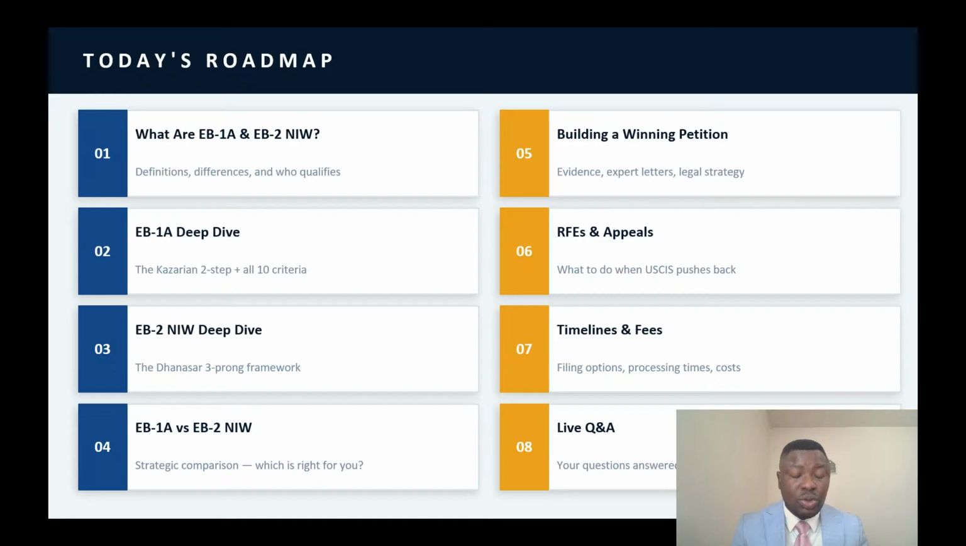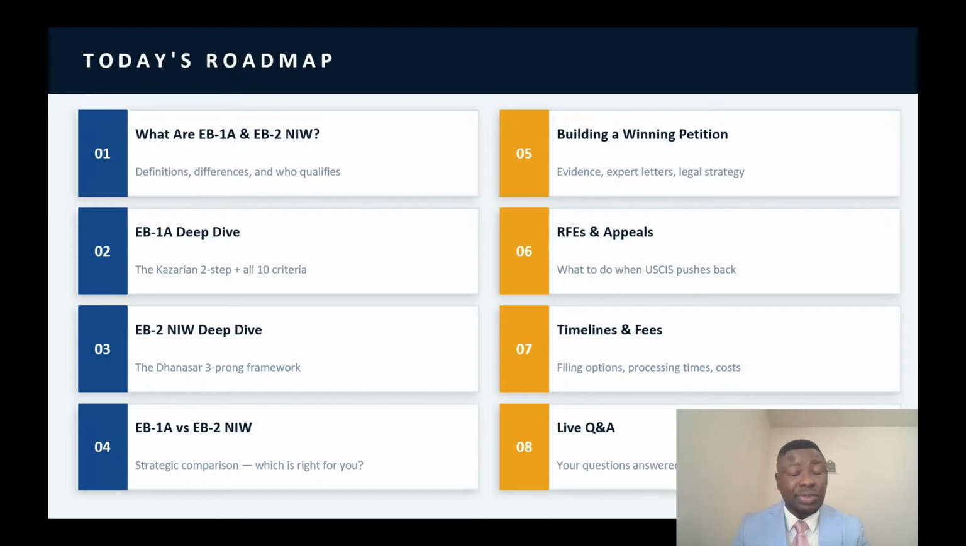Now, we do a comparison between EB1 and EB2 so that you know which one works for you and which one you should go for as far as applying for a green card is concerned. And I will also teach you how to build a winning case, how to write a winning petition when filing for EB1 or EB2.